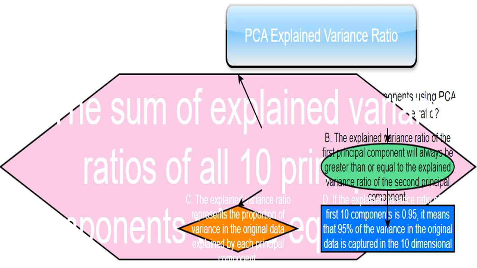PCA ensures that all the variance is accounted for by the components. Think of it like slicing a pie. You must always have 100% of your pie in the end, whether you slice it into many pieces or few.